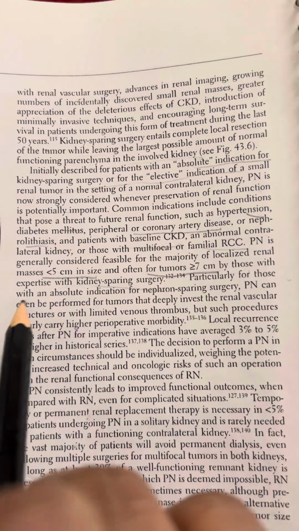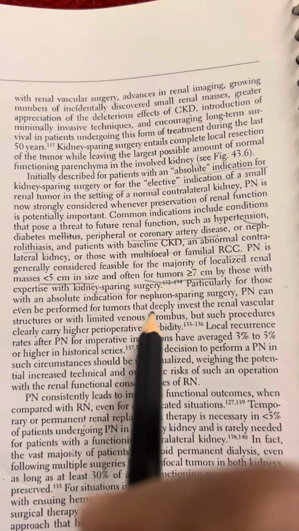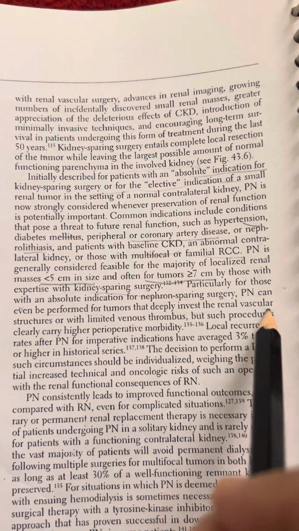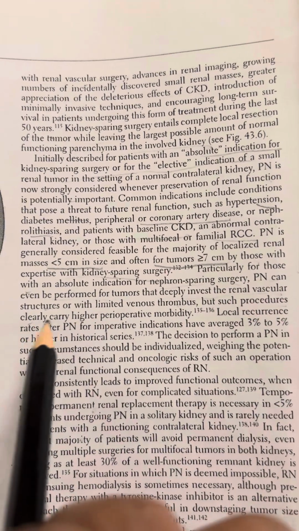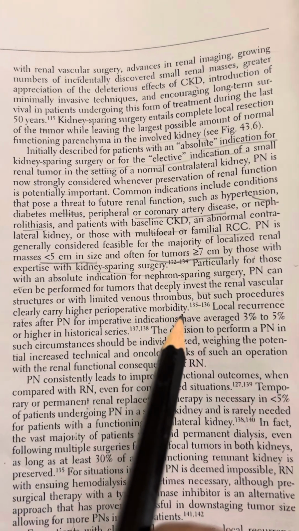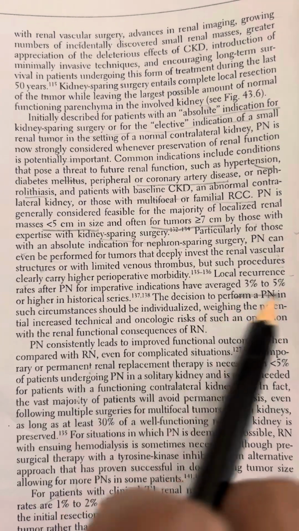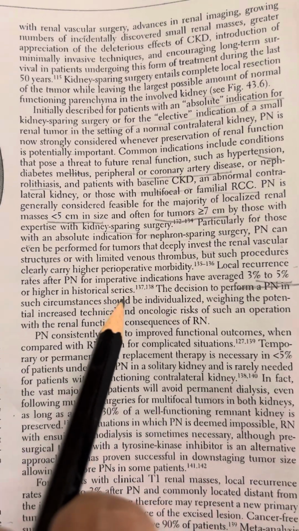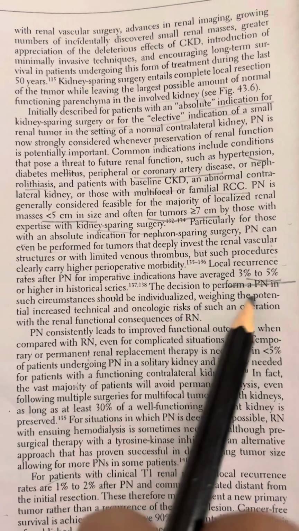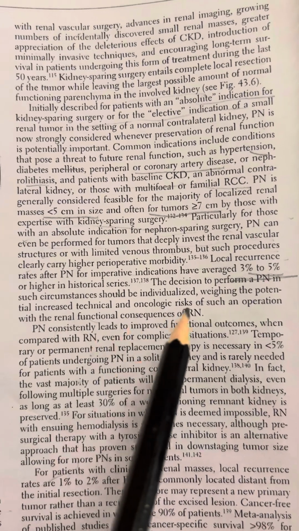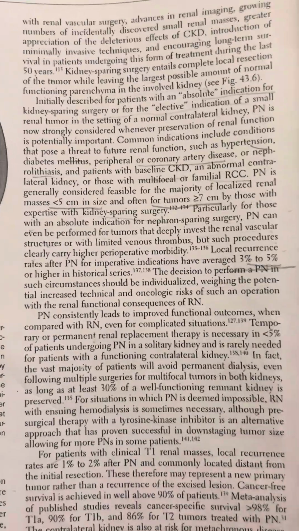Particularly for those with an absolute indication for nephron sparing surgery, partial nephrectomy can even be performed for tumors that deeply invest the renal vascular structure or with limited venous thrombus, but such procedures clearly carry higher perioperative morbidity. Local recurrence rates after partial nephrectomy for imperative indications have averaged 3 to 5% or higher in historical series, and the decision to perform partial nephrectomy in such circumstances should be individualized, weighing the potential increased technical and oncological risk of such an operation with the renal function consequences of radical nephrectomy.